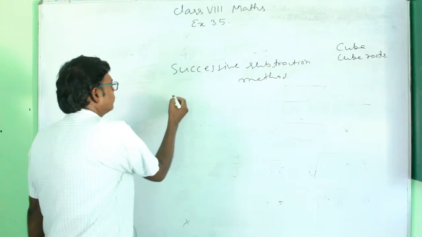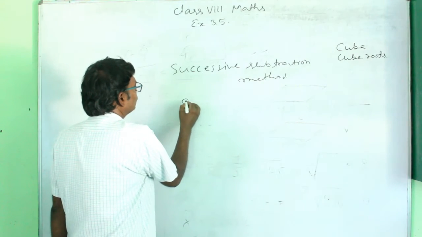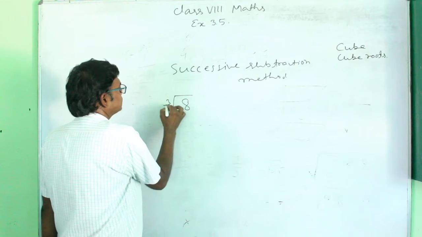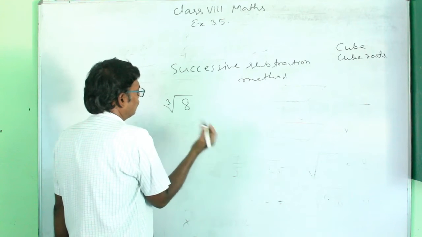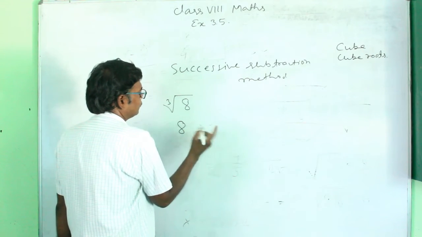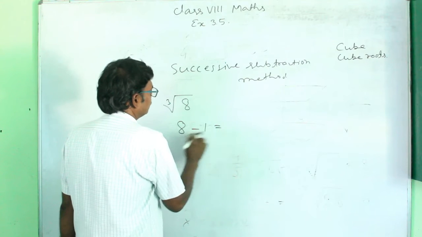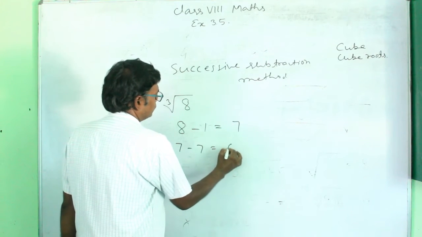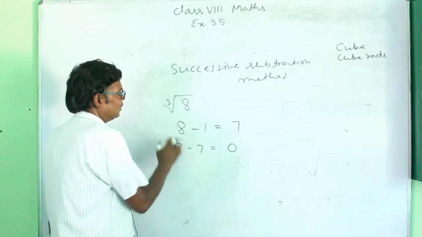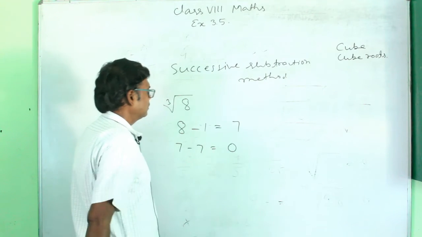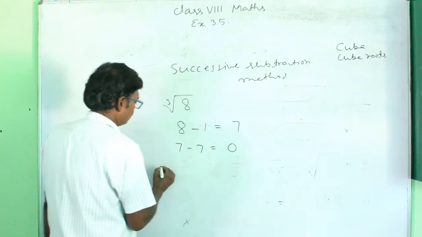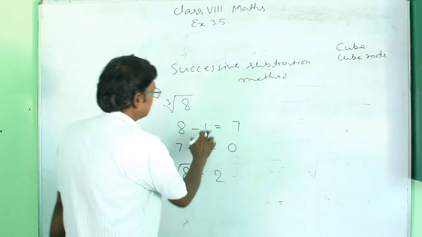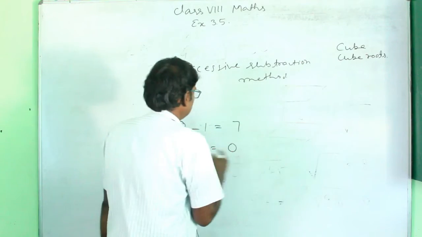For example, suppose you have to find the cube root of 8. Then we will subtract here. First we will subtract 1. So 8 minus 1 will be 7, then 7 minus 7 will be equal to 0. So in 2 steps we got 0, therefore the cube root of 8 will be equal to 2.